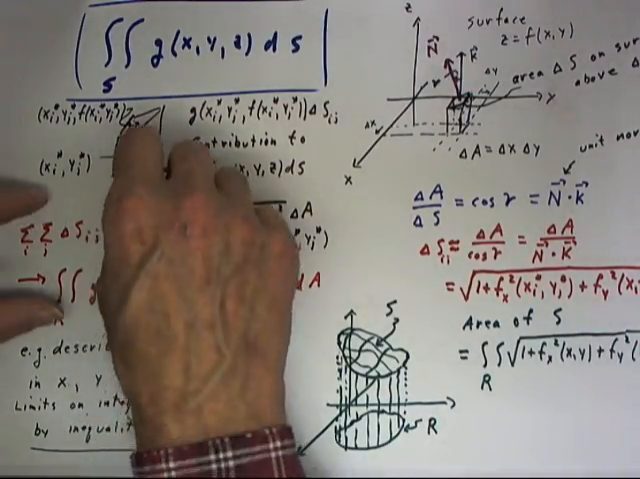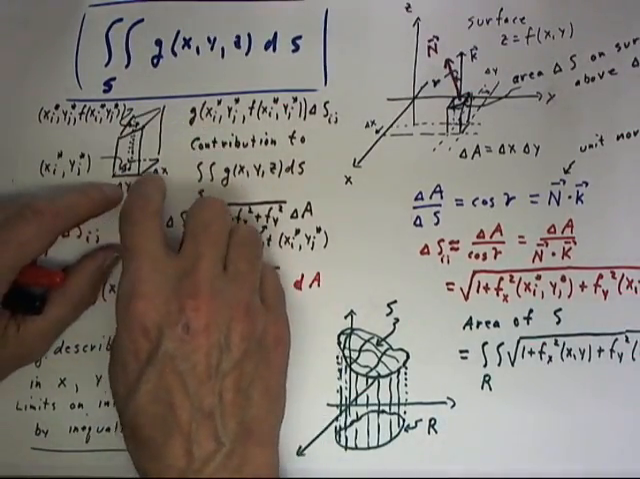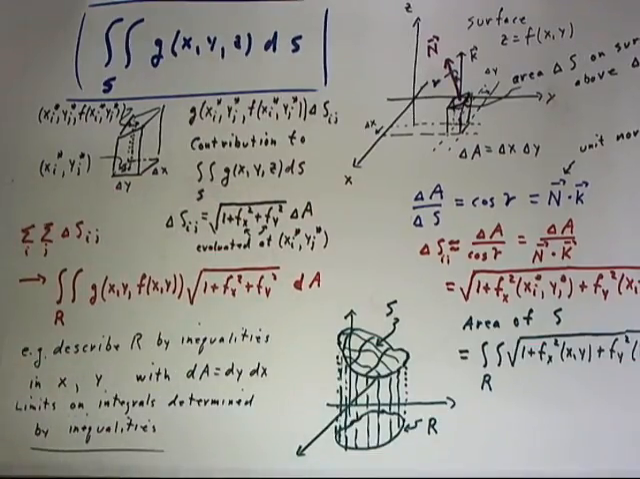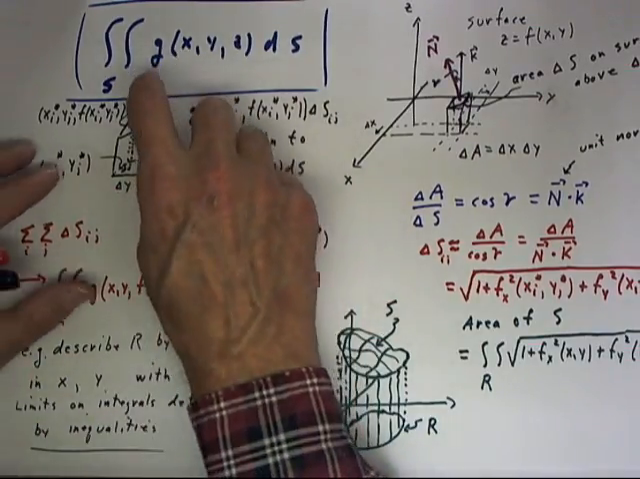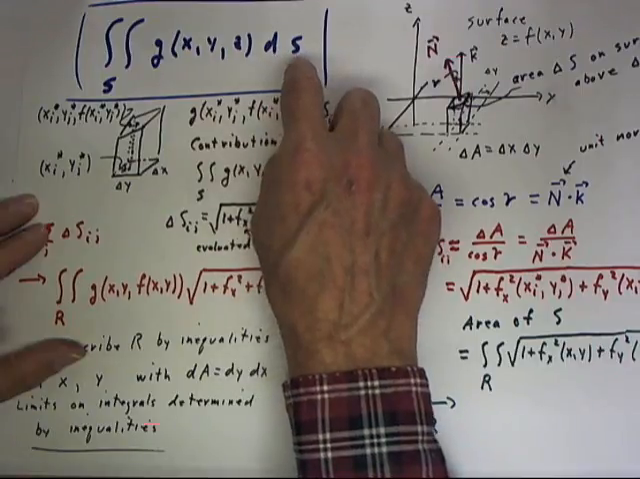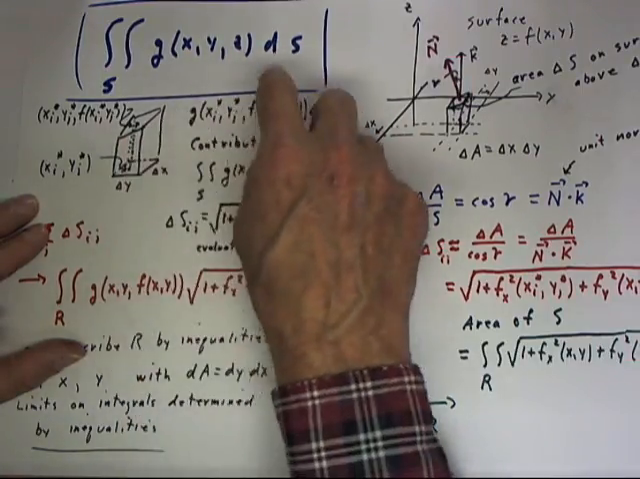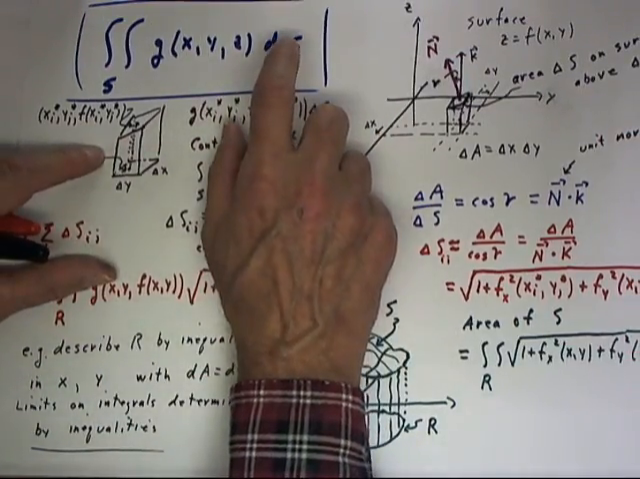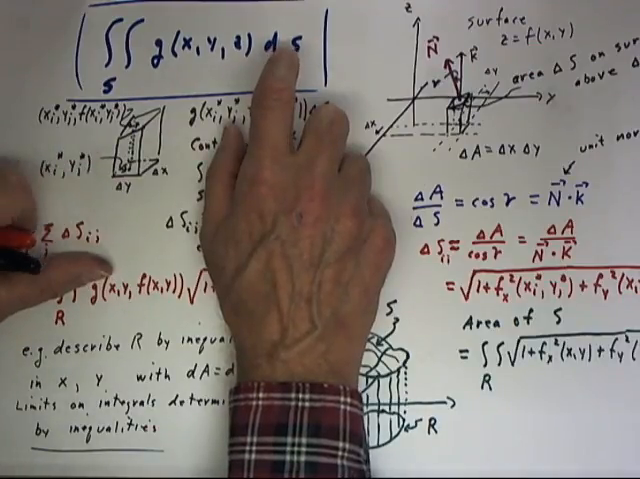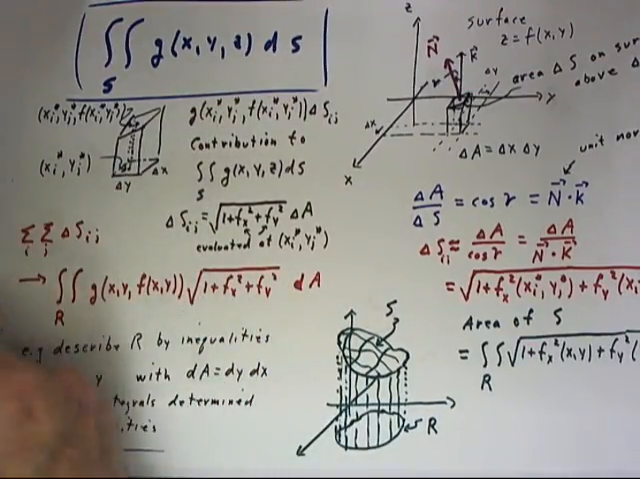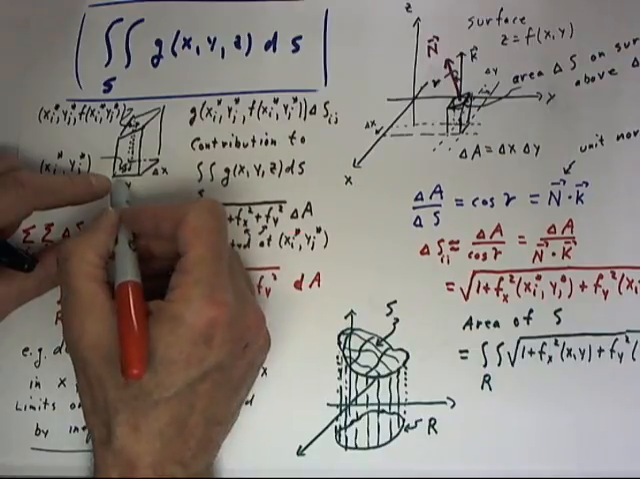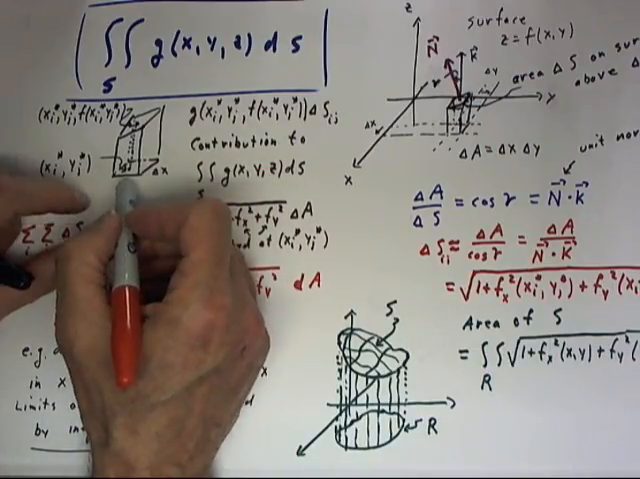If we understand the idea of the surface area corresponding to an increment in the xy plane, then it's easy enough to understand what we mean by g of x, y, z times the surface area increment.